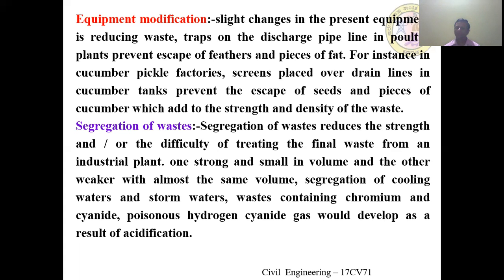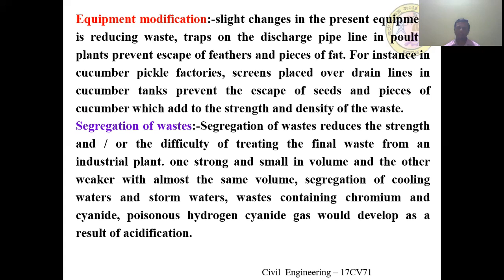In this way, during the operation or process, we can add some screens or traps. We can reduce some of the materials which are going to cause an effect on the wastewater.